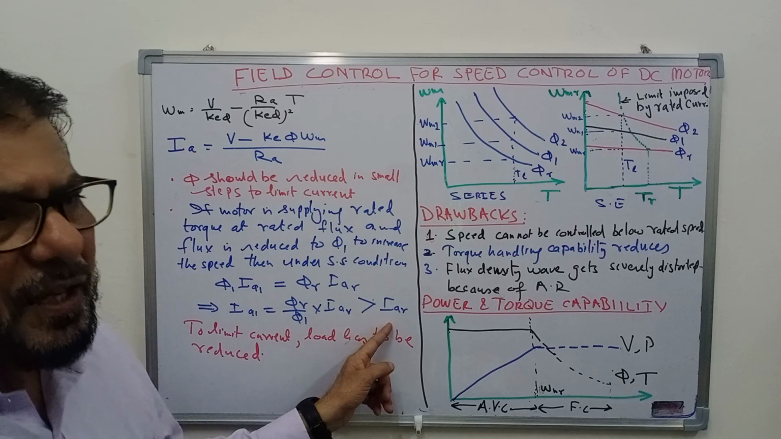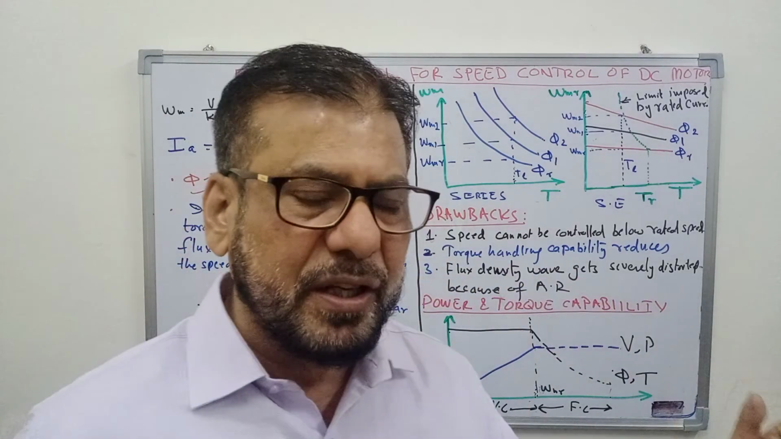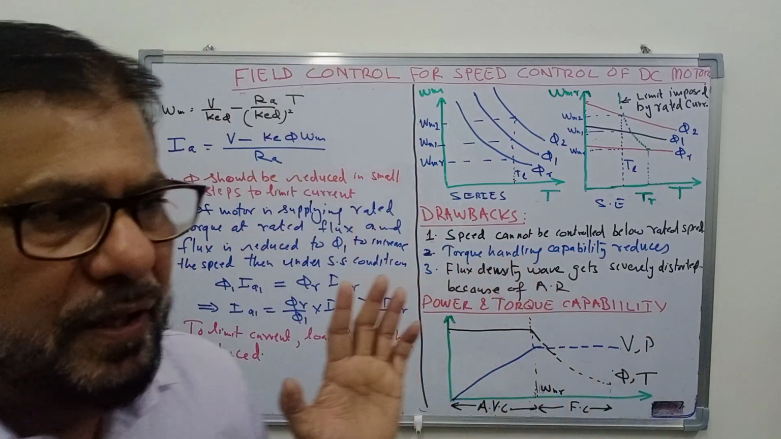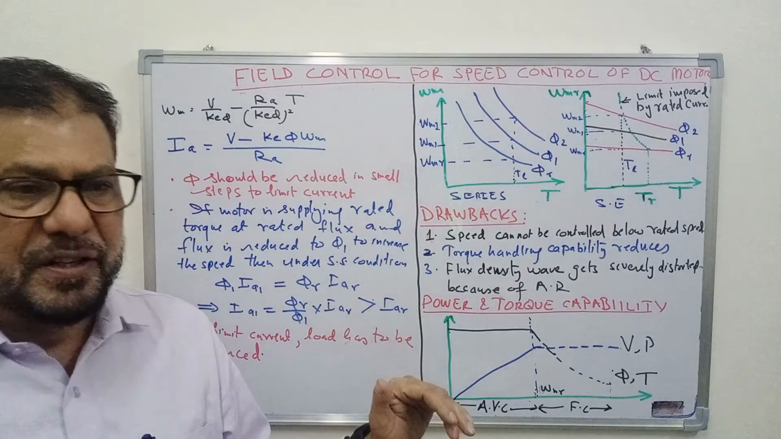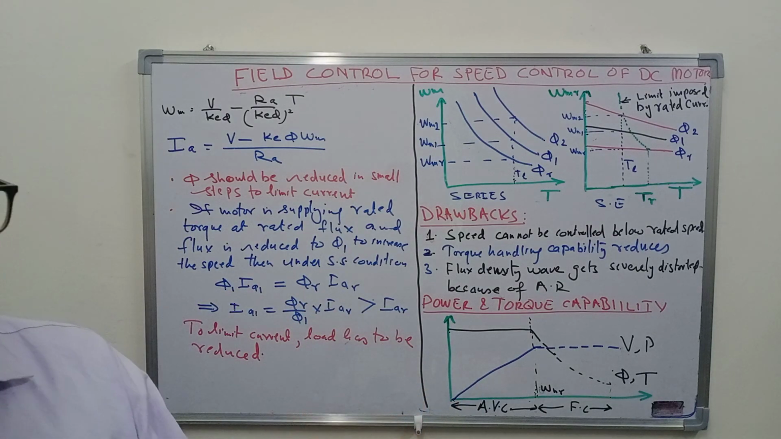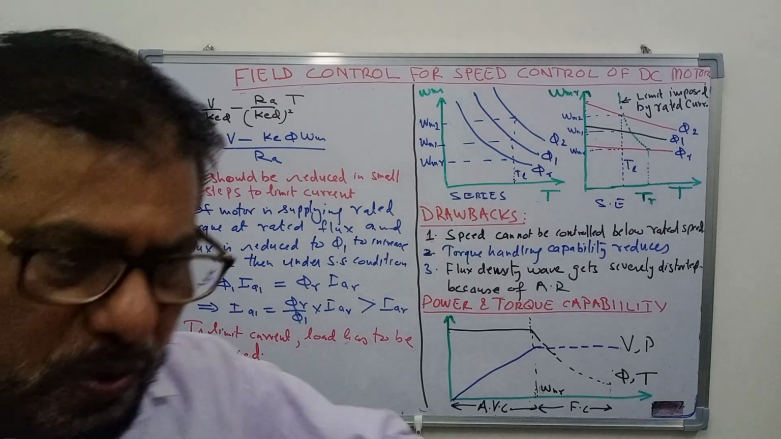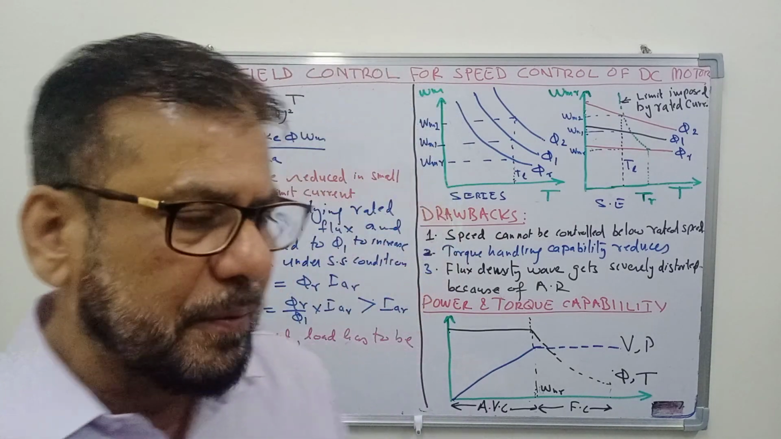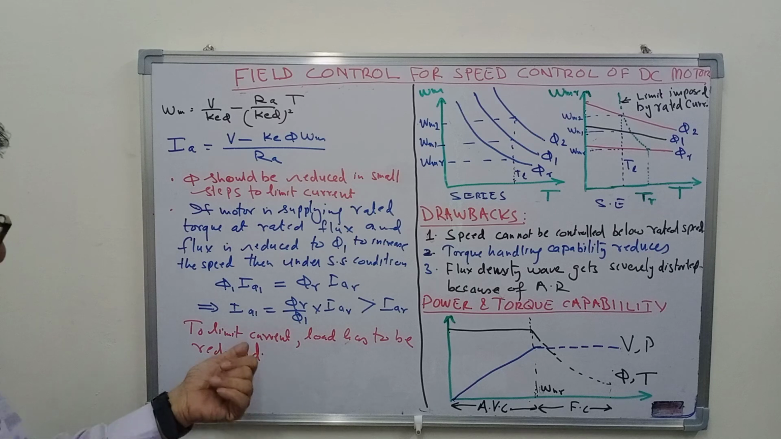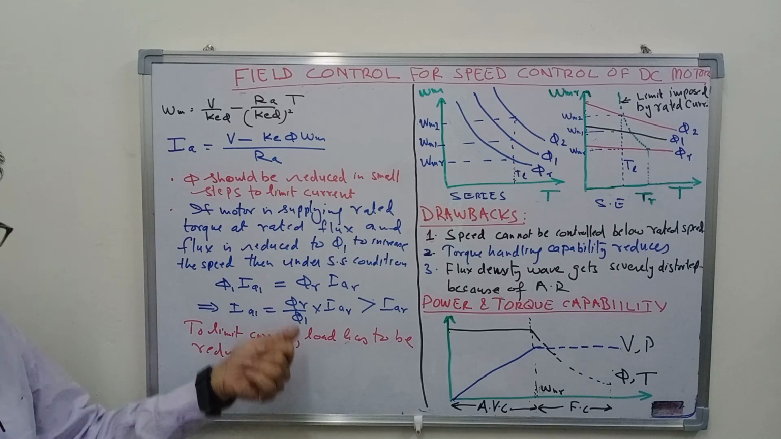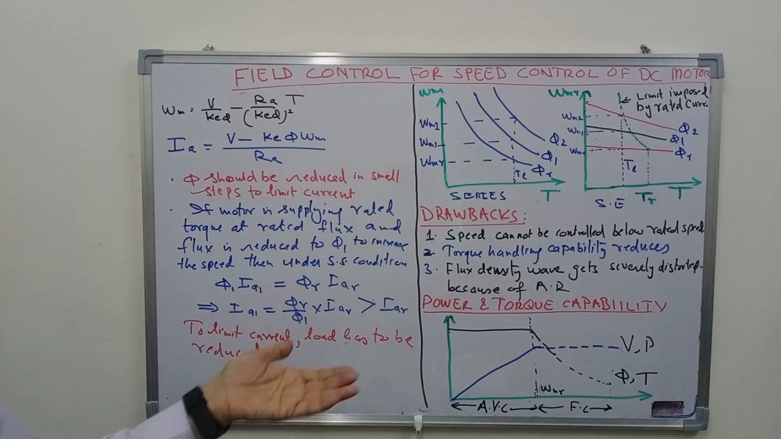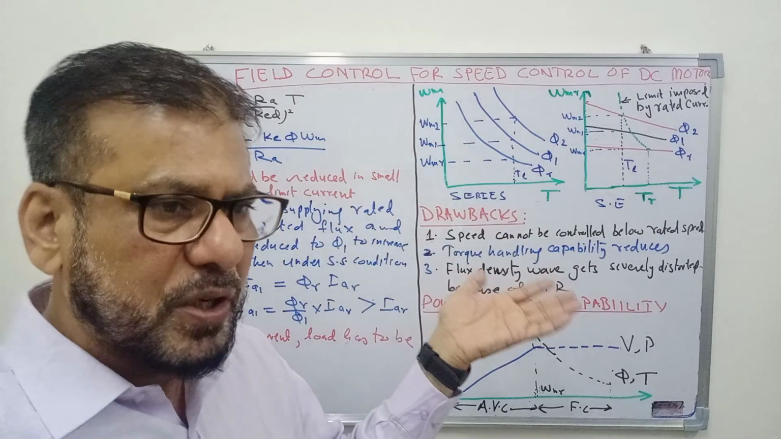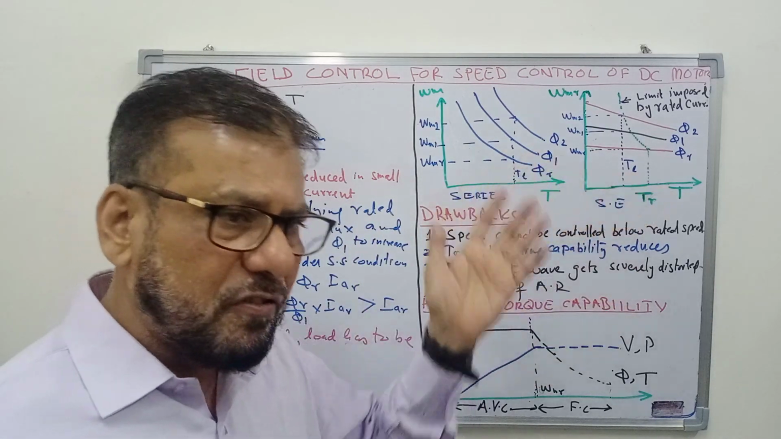This means that the current will be more than the rated current of the motor. And you cannot pass current higher than the rated current for a long time, because it will cause overheating in the armature winding. So what you have to do? You have to reduce the load torque if you want to run the motor at a higher speed and control the speed by reducing the flux.